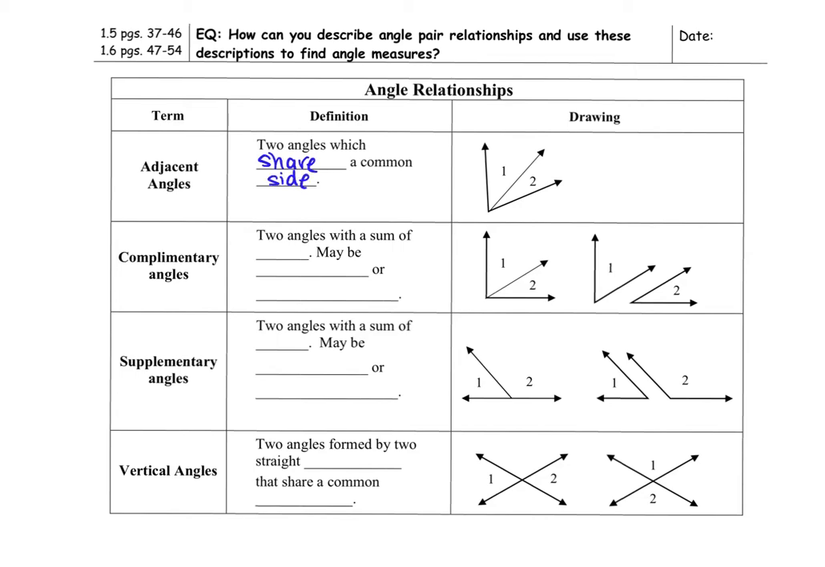So if you look at our example, we have 2 angles and the side that they share is in the middle. So this is the shared side. So angle 1 is adjacent to angle 2. So complementary angles are 2 angles with a sum of 90 degrees.